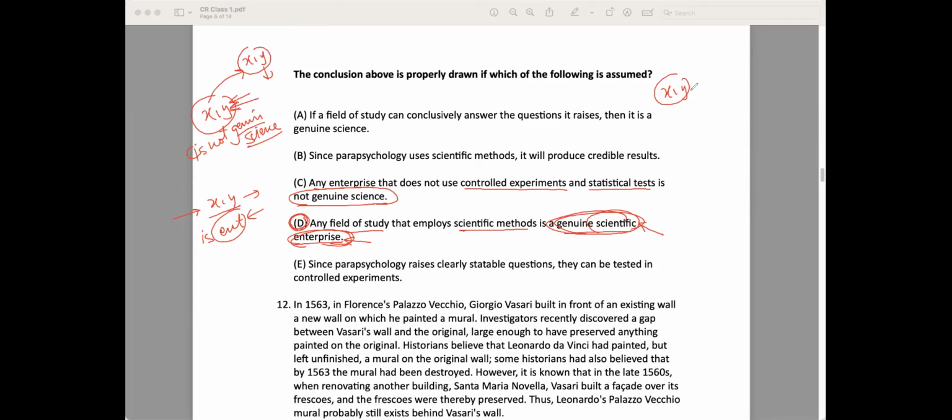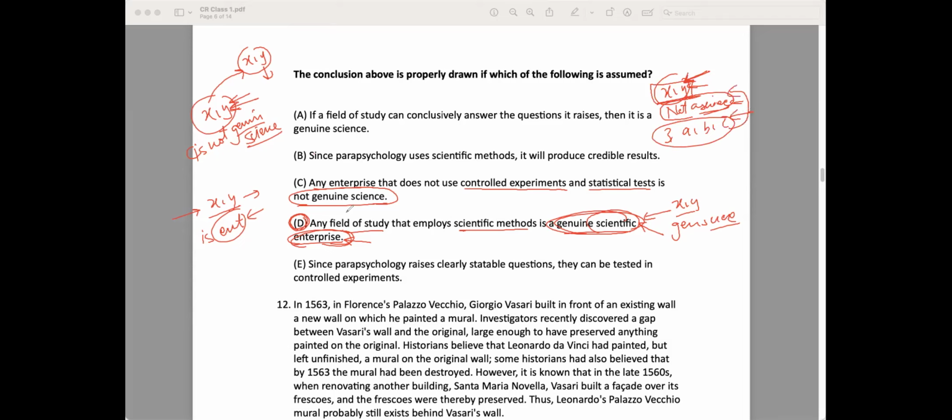Not using X and Y is not a science. That is fine. But I'm looking for an option which says someone or something using X and Y is a genuine science. Because this option still leaves the room open for the discussion as to whether someone or something using X and Y can we call it genuine science or not? Because there might be other factors involved, Z, A, B, C. So maybe other factors might also be required for it to be called genuine science.